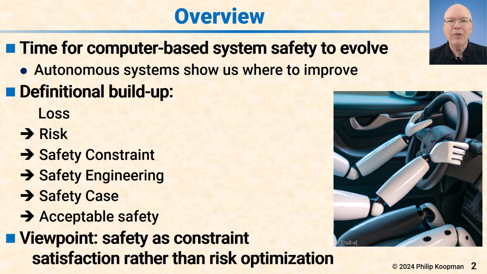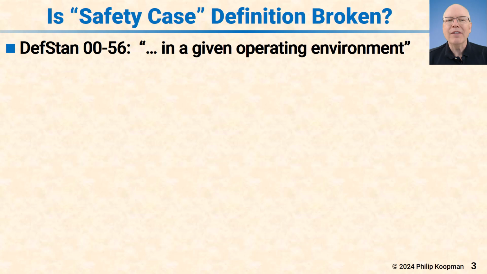The viewpoint we end up with is that safety is more of a constraint satisfaction problem than a risk optimization problem. That may sound abstract at this point, but we'll get there as we get through the talk. Let's start with, are things really broken? Well, I'll give you a couple examples, and we can see that things probably need to be updated to really encompass what's happening. First, let's look at safety case.